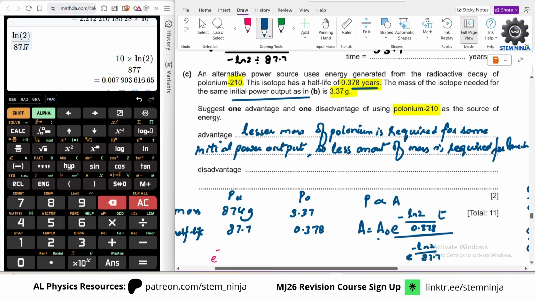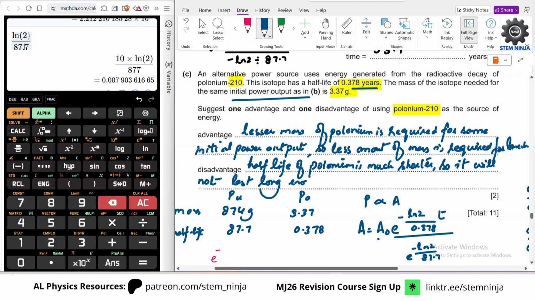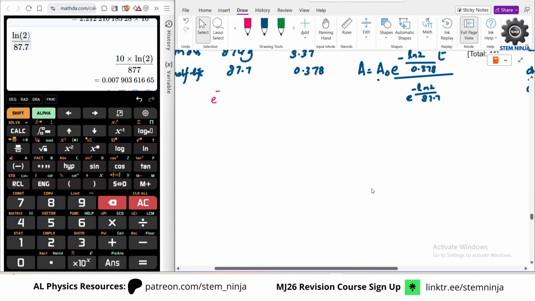Okay. The other one was the half-life of polonium is much shorter, so it will not last long enough. Okay, that's it, and that's it for this question also. Let's move on to the next one.